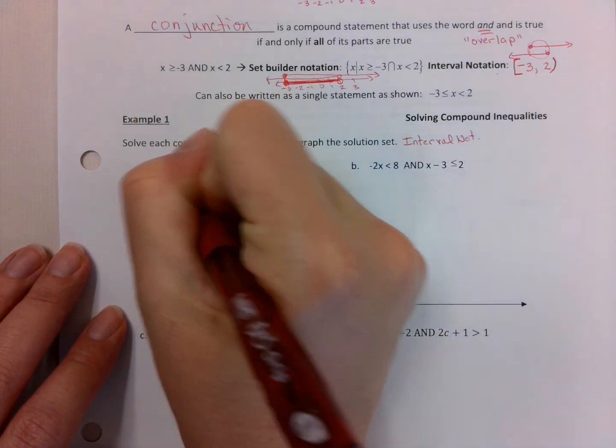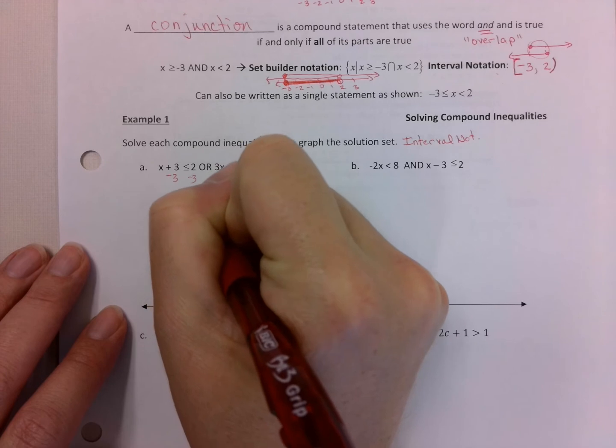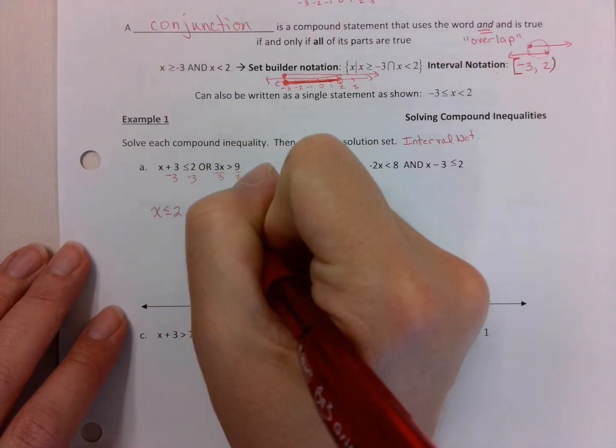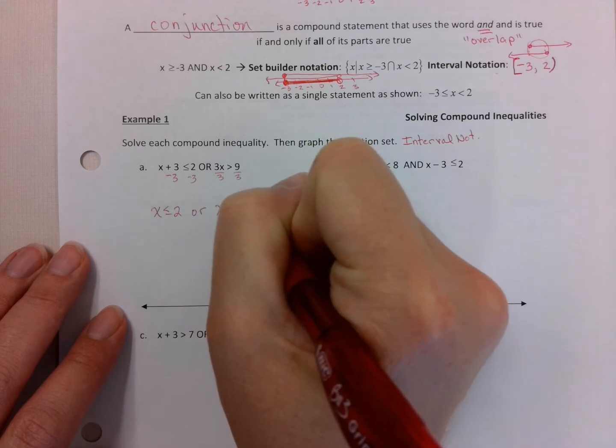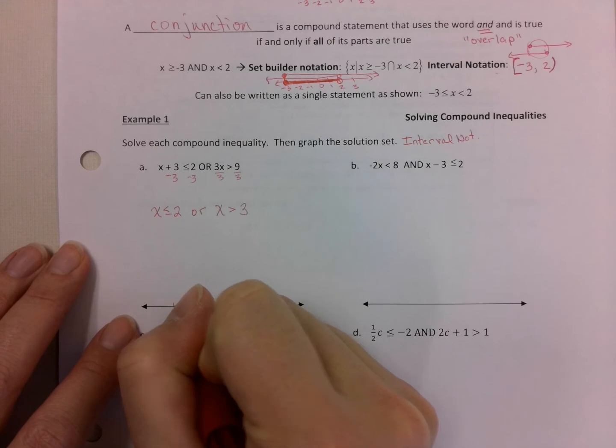So I'm going to subtract my 3. I have x is less than or equal to 2. Keep the word or there, I don't want to lose it. Divide both sides by 3, two separate ideas. X is greater than 3. So it's an or statement. There should be a split. There may or may not be.